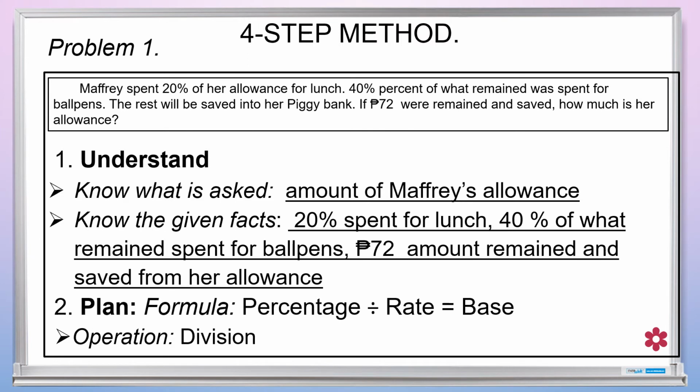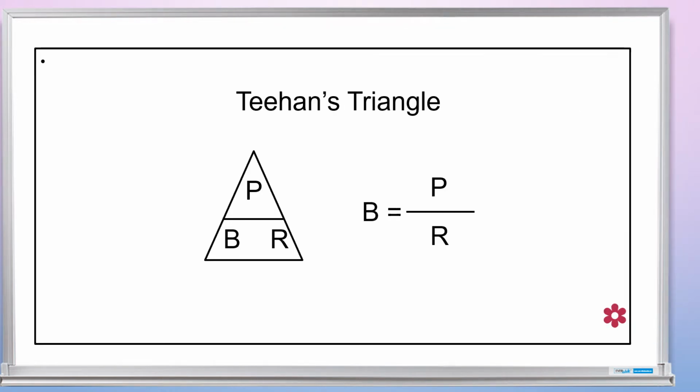Next step is plan. The formula is percentage divided by rate equals base, and the operation is division. I came up with the formula following the Tihan's triangle. In the triangle, we have P over B times R. P means percentage, B is base, and R is rate. In the problem, we are looking for base, so the formula is B equals P over R.